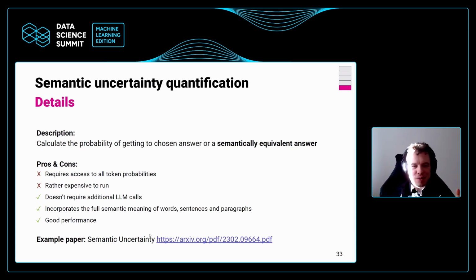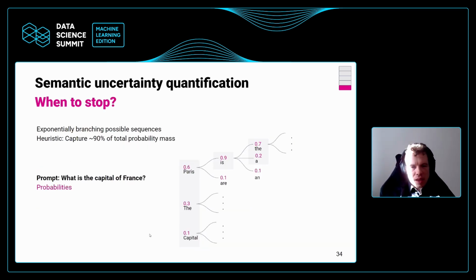And kind of the most beautiful thing about it is that it does incorporate the full semantic meaning of words, sentences, and paragraphs. So we're not only looking at one single answer, but we're looking at everything. And then the last thing, it does have good performance, unsurprisingly, since we're really looking at more than just numbers. We're looking at semantic meaning here in some way. There is a paper here again. You can take a look at it if you want to go more into details of the implementation.